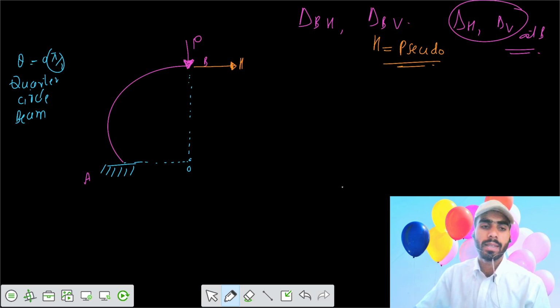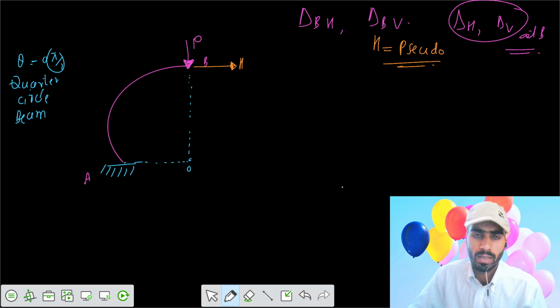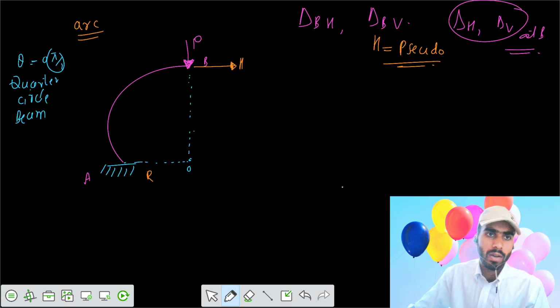So the problem was just a quarter circle beam having a load of P. By using Castigliano's theorem, you have to apply a pseudo load of H for getting the horizontal displacement of point B. Let's say this is a radius R. This is also radius R. Now, whenever there is an arc beam kind of thing, in terms of x and dx, it becomes difficult to solve, and the moment equation becomes difficult in terms of x. If you take it in terms of theta, it becomes easier, so the function becomes easier.